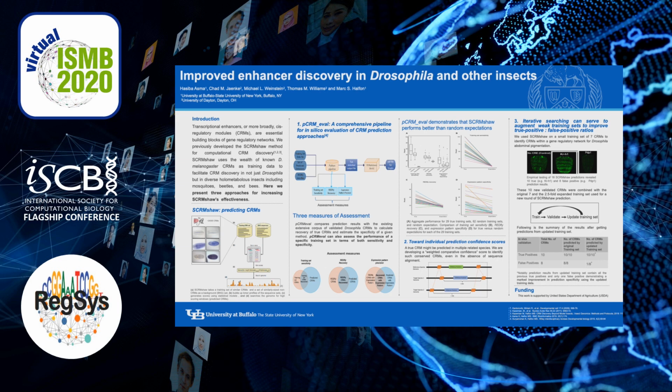As you can see, this table summarizes these results. So these results suggested that using our updated training set, we have increased our true positive to false positive ratio, and thus we have markedly improved our precision and specificity. So again, using these approaches, we are continuously working to find more ways to use scrimshaw effectively.